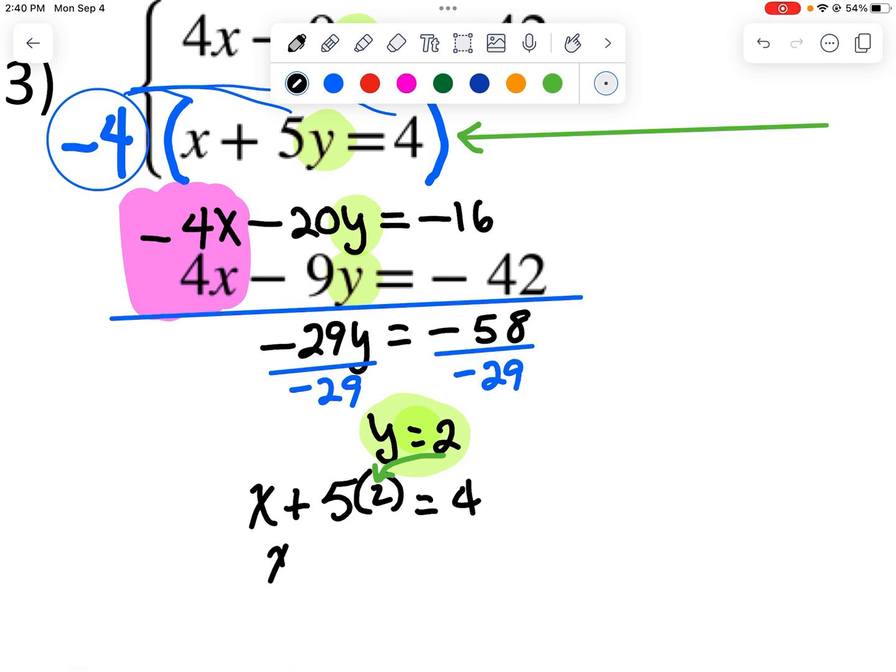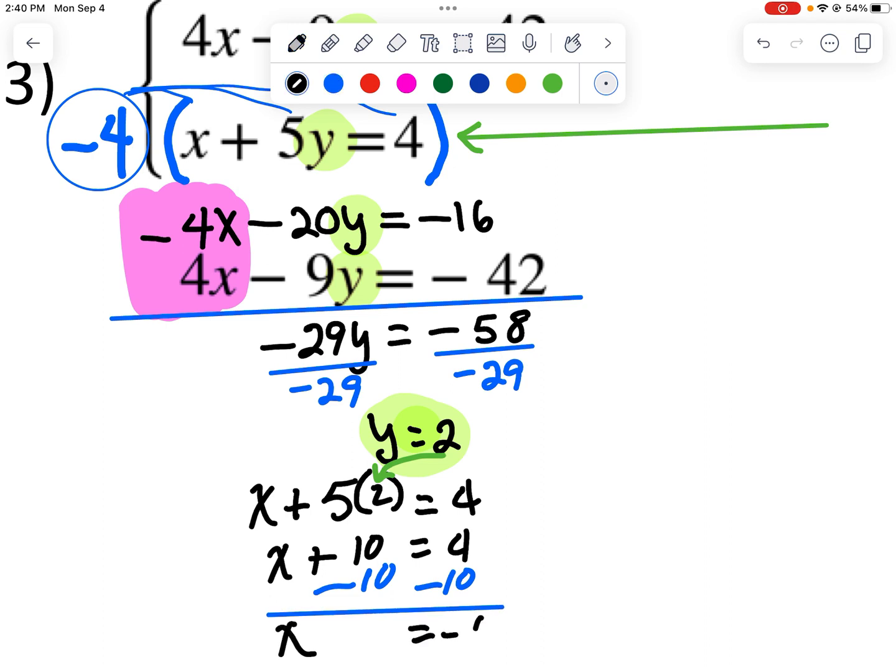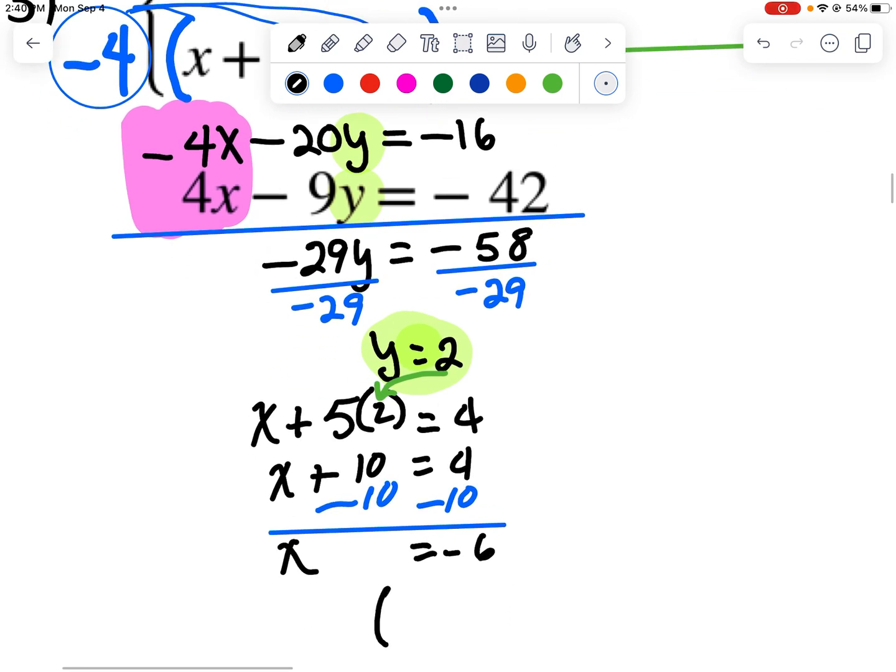And now I'm going to solve that equation. That equation says x plus 10 is equal to 4. I am going to subtract 10 from both sides of the problem. And that's going to get me x equals negative 6. So then my ordered pair is negative 6, 2.